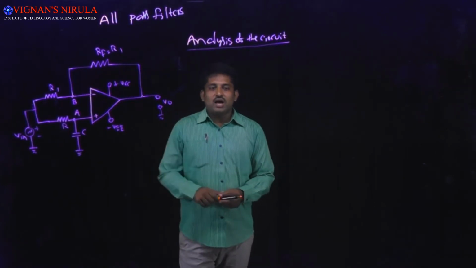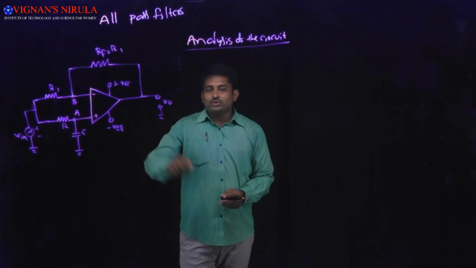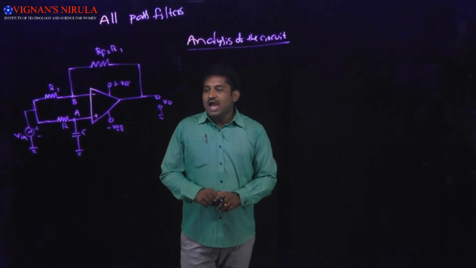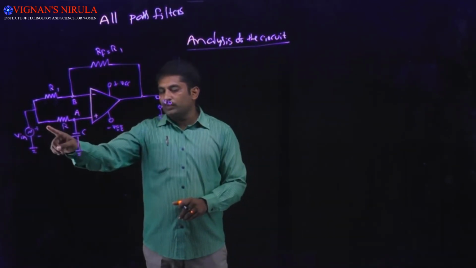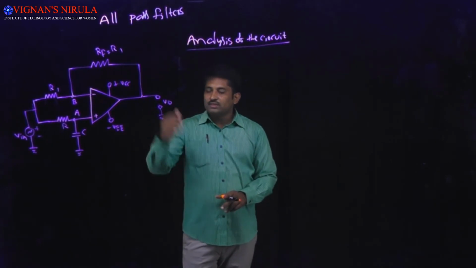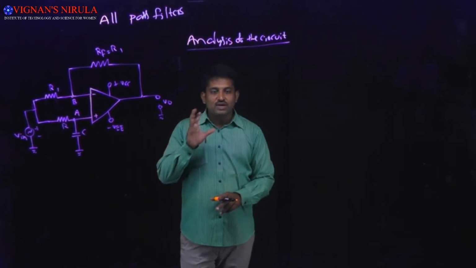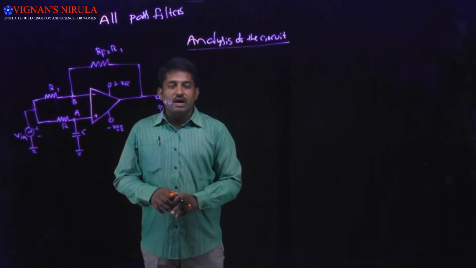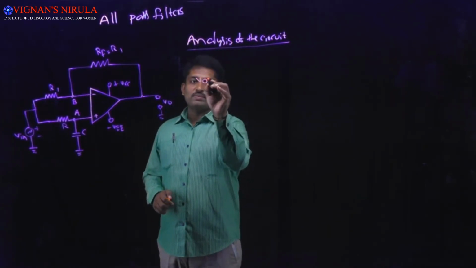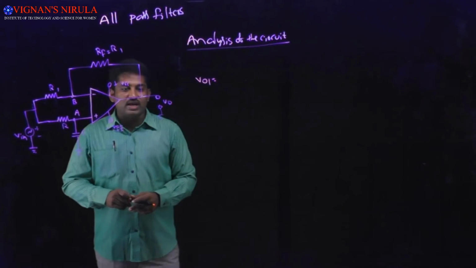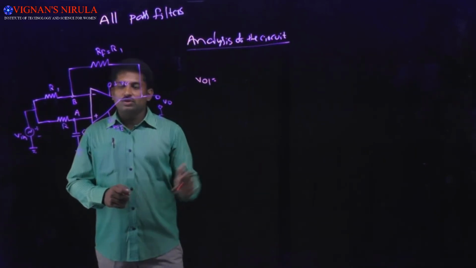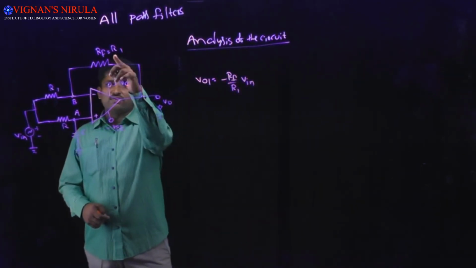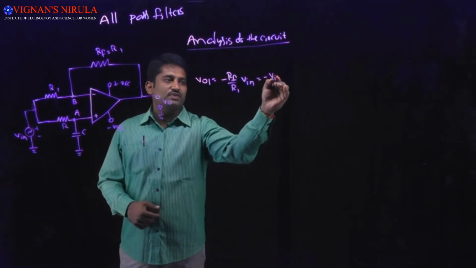To find the output voltage, we have to use the superposition principle for this circuit. First, assume the non-inverting input terminal is connected to ground. Then this circuit acts as an inverting op amp, and we all know the output voltage of the inverting op amp, V01, is minus RF divided by R1 into Vin. Here RF is equal to R1, so we get V01 equal to minus Vin.